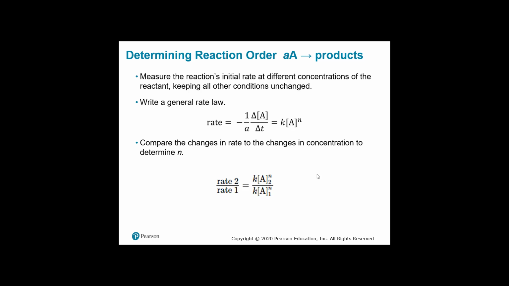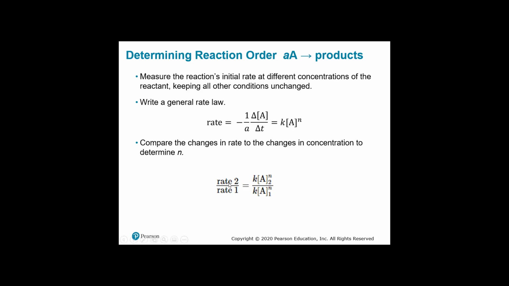So we measure the reaction's initial rate at different concentrations of the reactant, keeping all other conditions unchanged. That's the key thing. Everything else has to stay unchanged. So we know that by controlling this, if the rate goes up, it's because of that reactant. So we write a general rate law. Again, this is going to come up over and over again. And then we can compare the changes in the rate to the changes in the concentration to determine n.